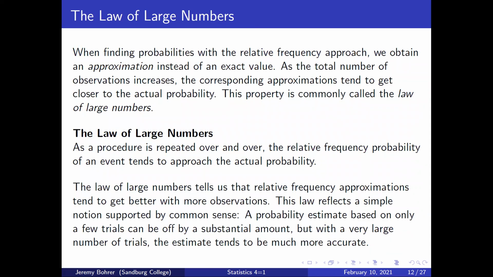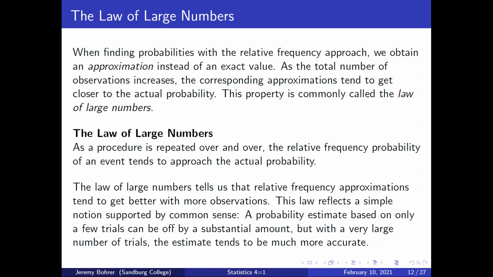When finding probabilities with the relative frequency approach, we obtain an approximation instead of an exact value. As the total number of observations increases, the corresponding approximations tend to get closer to the actual probability. This property is commonly called the law of large numbers. The law of large numbers: as a procedure is repeated over and over, the relative frequency probability of an event tends to approach the actual probability. The law of large numbers tells us that relative frequency approximations tend to get better with more observations.